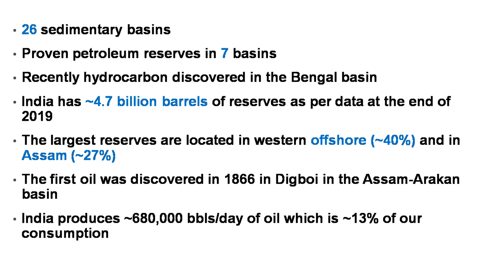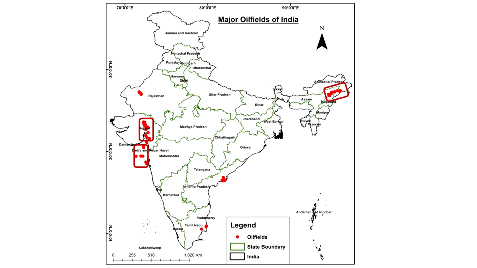What is India's production? India currently produces about 700,000 barrels of oil per day, which is only 13% of our domestic consumption. So, a large amount, almost 85% of the oil that we consume domestically is actually imported, and that is why we are not part of OPEC, because we are a net importer rather than a net exporter of oil and gas.